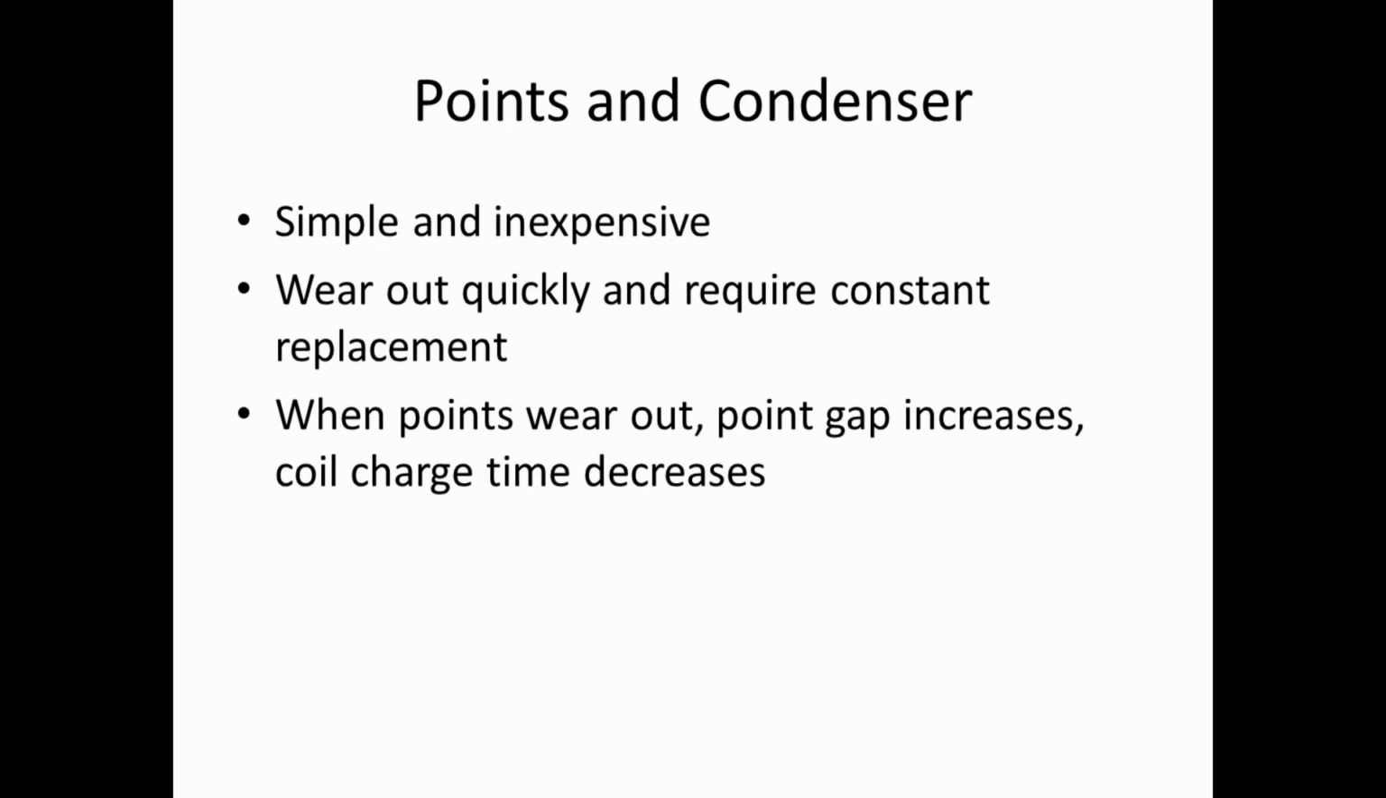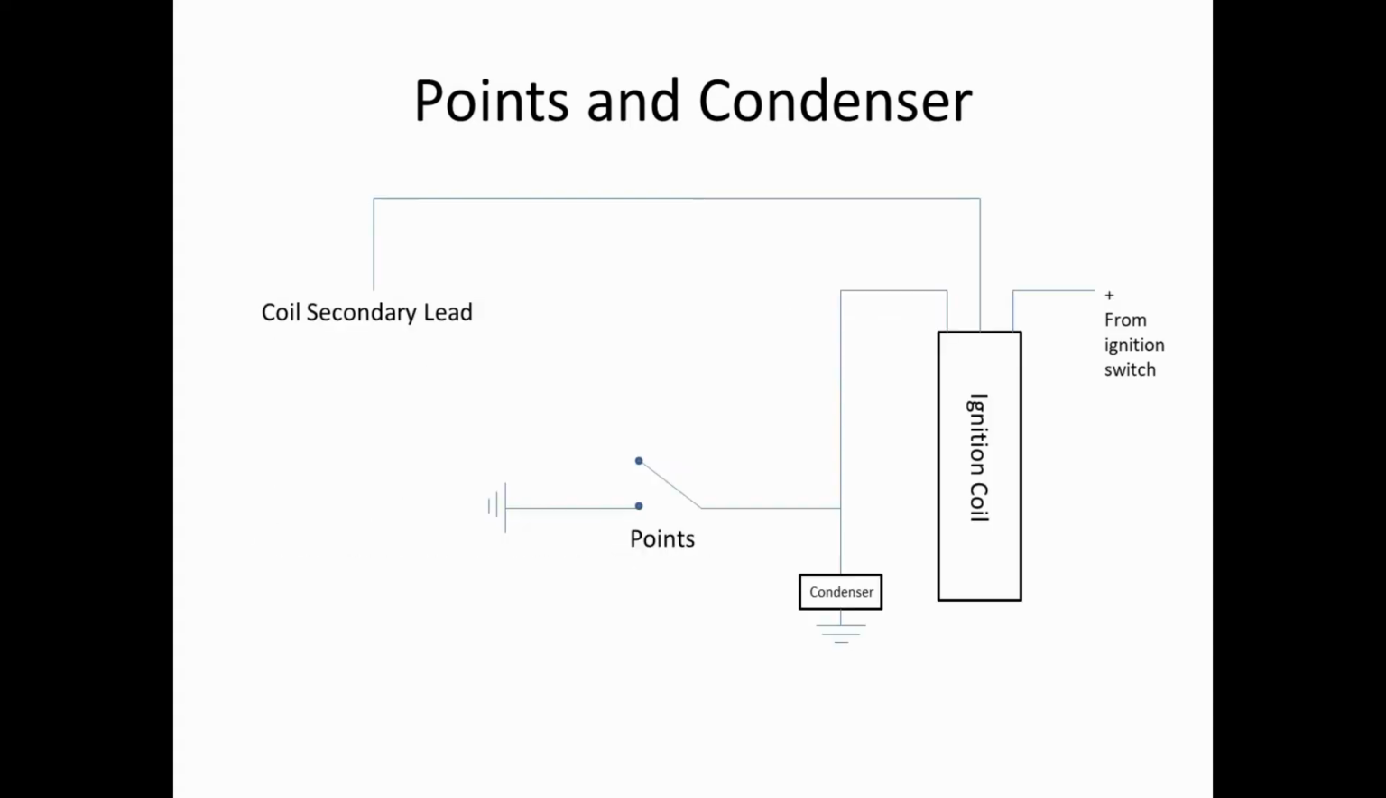So when the points wear out, the point gap increases. Now the point gap is the distance between the contacts of the points when they're fully open. And when this happens, the charge time on the coil decreases, and that results in a weaker spark.